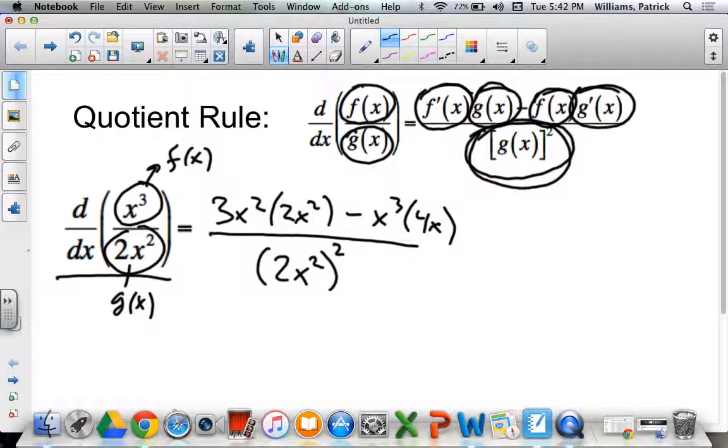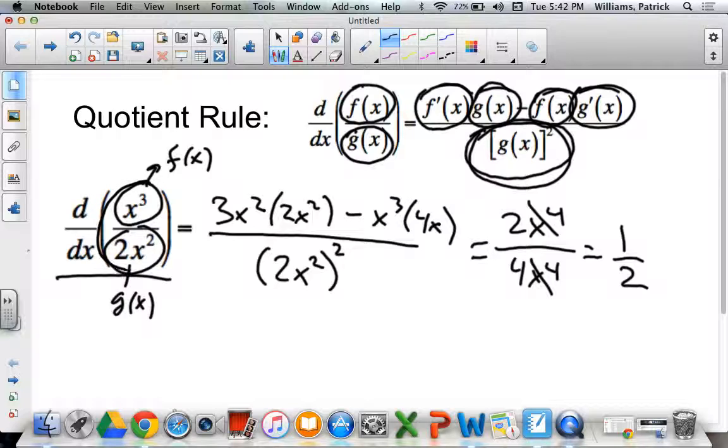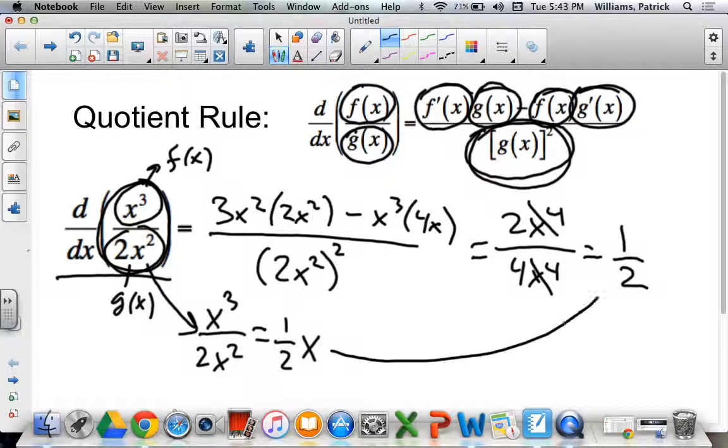Now if we go through and simplify this, the top will end up getting 2x to the fourth, the bottom will be 4x to the fourth. Well, those cancel and we end up with the derivative of that whole thing is just 1/2. So just like with the first example we gave on the product rule, in this example we could have reduced what was in these parentheses from the onset and not ever had to do the quotient rule. If we did this, we would get that x cubed over 2x squared is the same thing as 1/2 x. And if we take the derivative of 1/2 x, we just get 1/2.